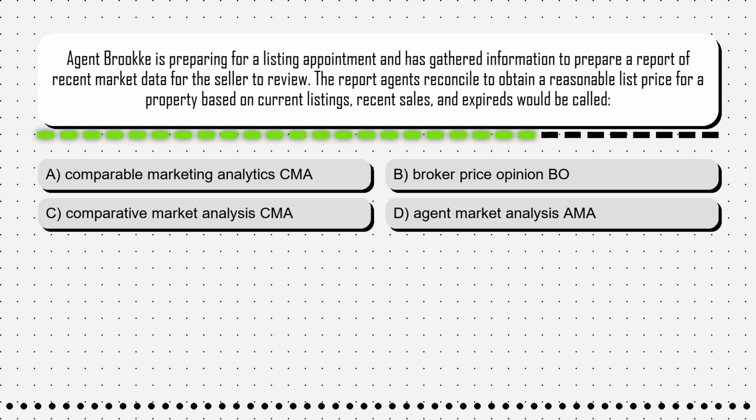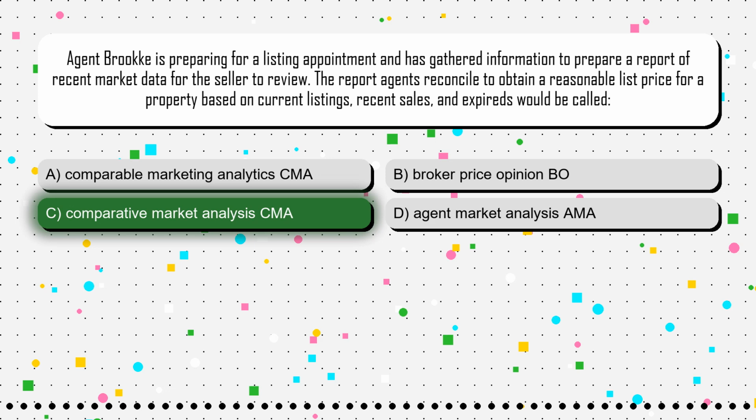of recent market data for the seller to review. The report agents reconcile to obtain a reasonable list price for a property based on current listings, recent sales, and expireds would be called: Option A, Comparable Marketing Analytics, CMA. Option B, a Broker Price Opinion, BPO. Option C, Comparative Market Analysis, CMA. Option D, the Agent Market Analysis, AMA.